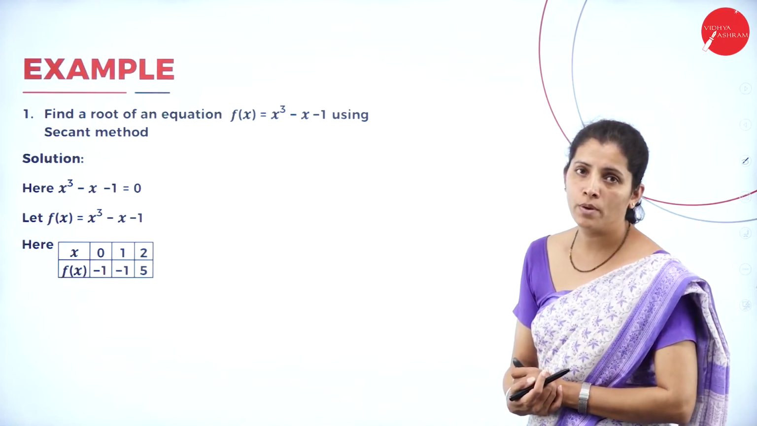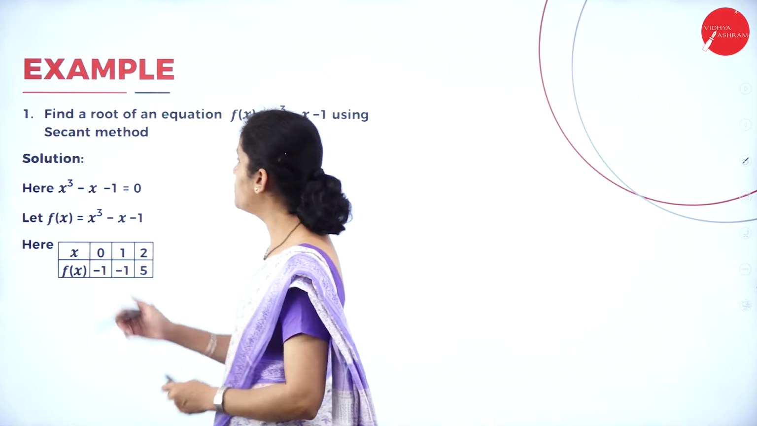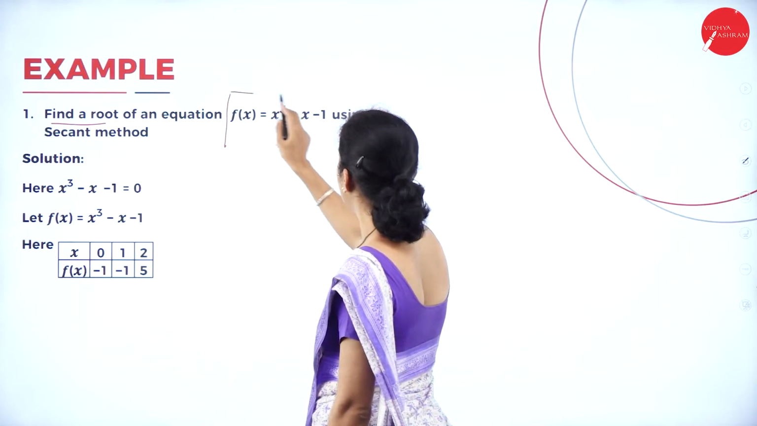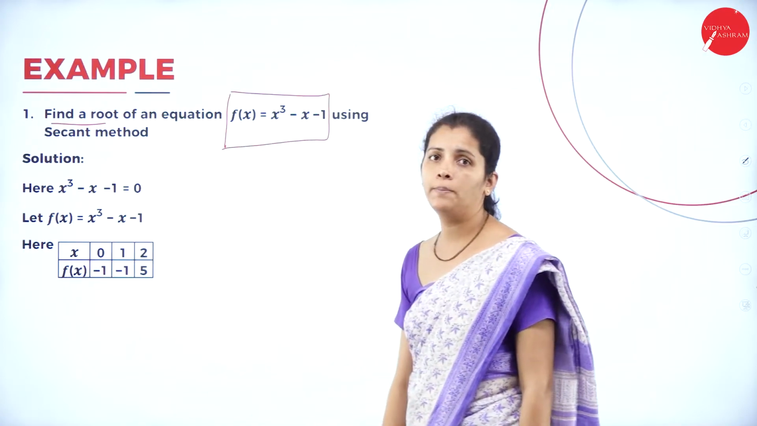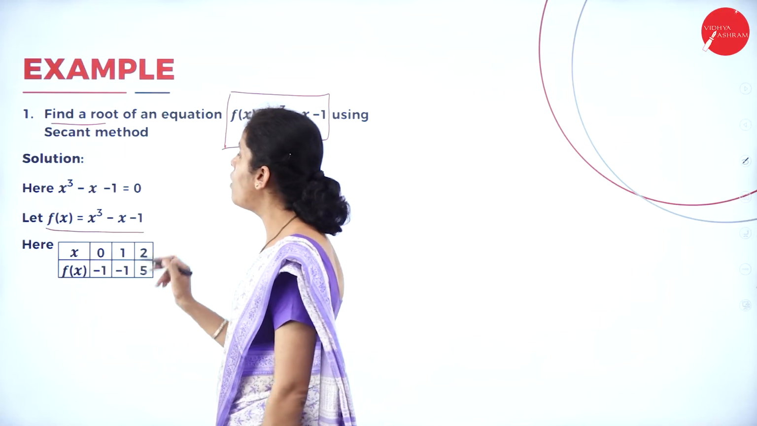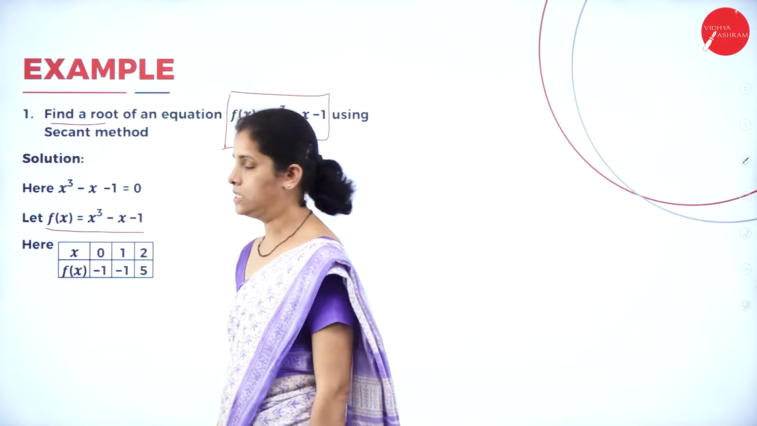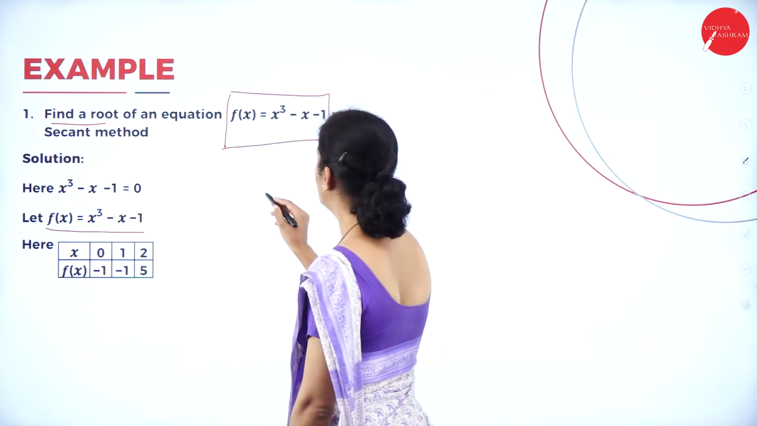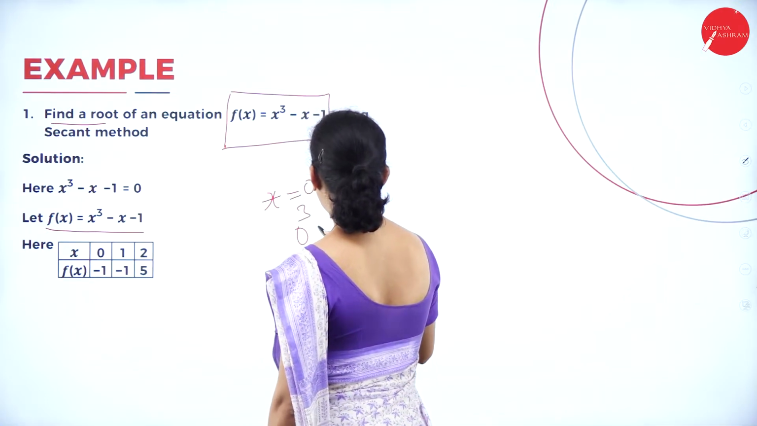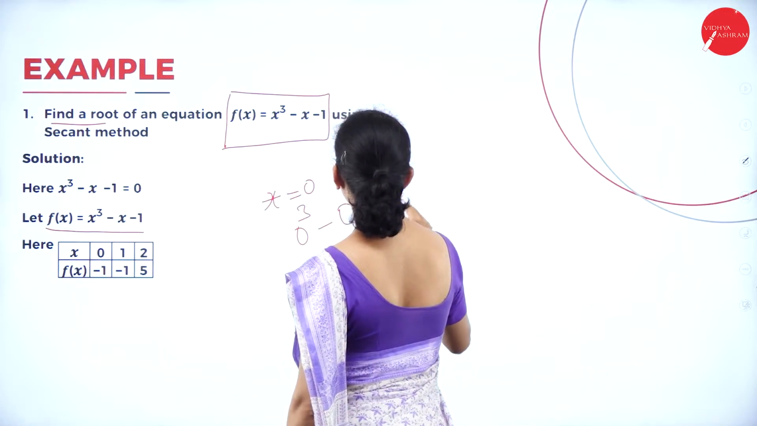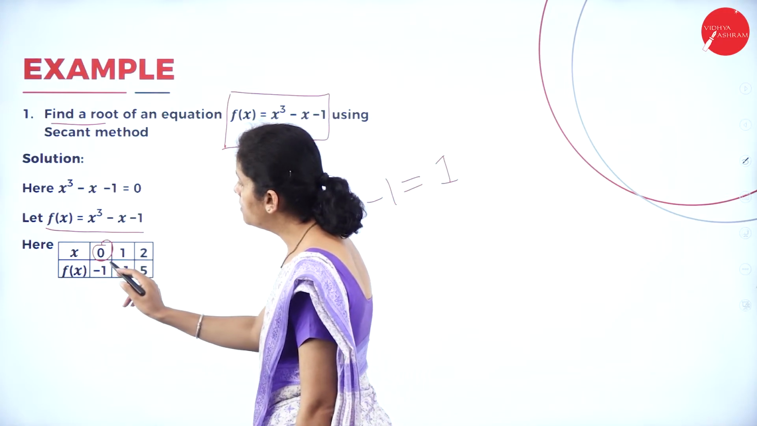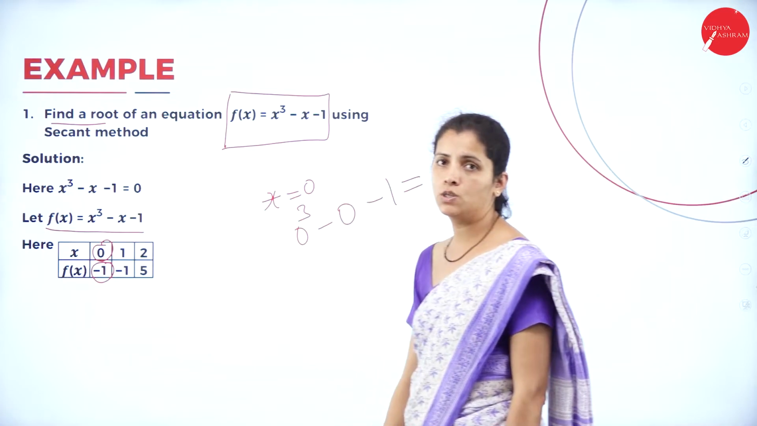Now let's solve some problems. So what is my first problem? Find a root of the equation, and this is the equation I have, using the secant method. First, I want to write this equation in the form of f of x. After that, I want to start substituting x equal to 0. So 0 to the power 3 minus 0 minus 1. What is the answer? Minus 1. So when my x is 0, my f of x is minus 1.